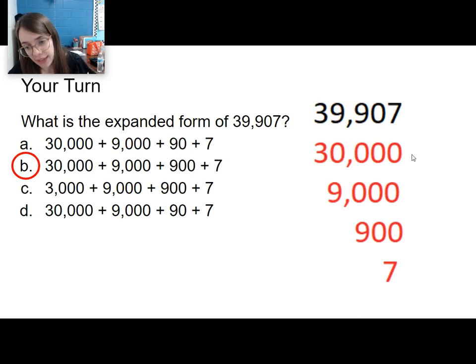There's 30,000, 9,000, 900, and 7. So, and remember, if you're struggling with expanded form ever, just stack the digits on top of each other and work your way down. So pull down the 3, tack on zeros to hold the other places. Same with the 9, this 9, and this 7.